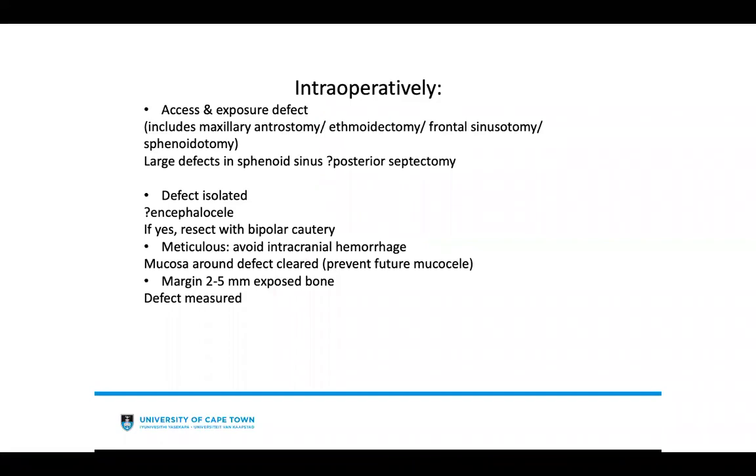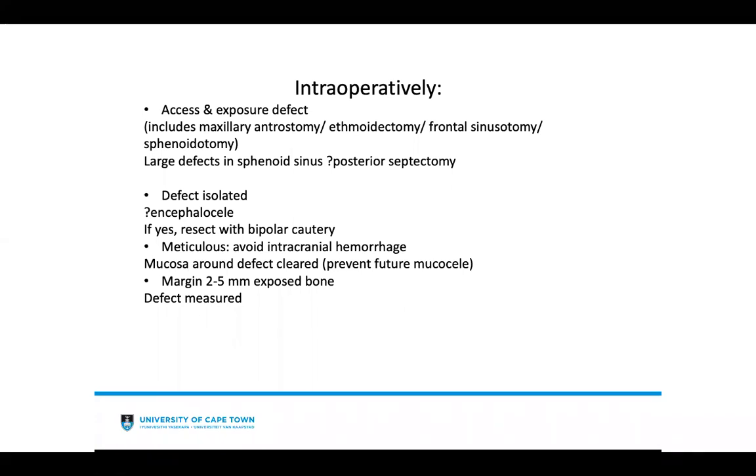Intraoperatively, it's all about access and exposure of that defect. That will include your maxillary antrostomy, ethmoidectomy, frontal sinusotomy, and sphenoidectomy. If you have large defects, you may even need a posterior septectomy. So everything needs to be opened widely. Once you've isolated the defect, you may want to just double check that there's no encephalocele. If there is, then you'll resect it with bipolar cautery. You've got to be really careful when you resect it because you don't want to cause intracranial hemorrhage.